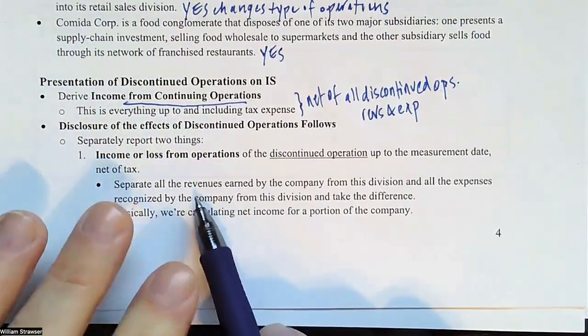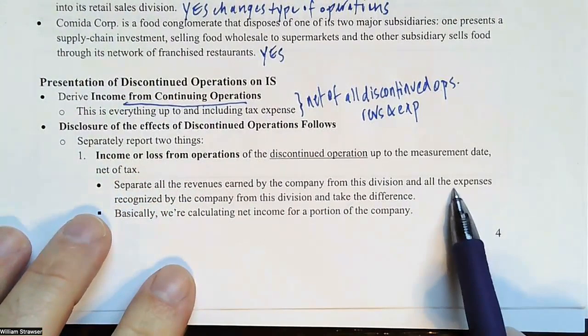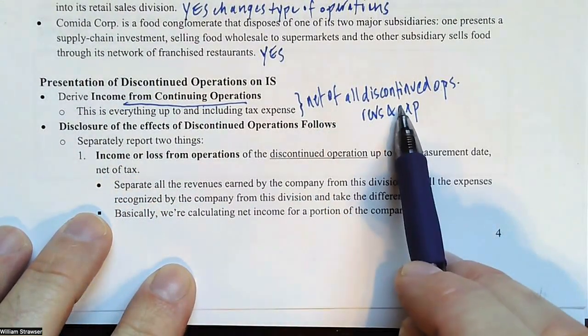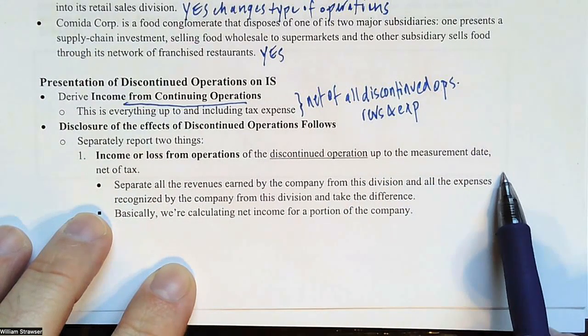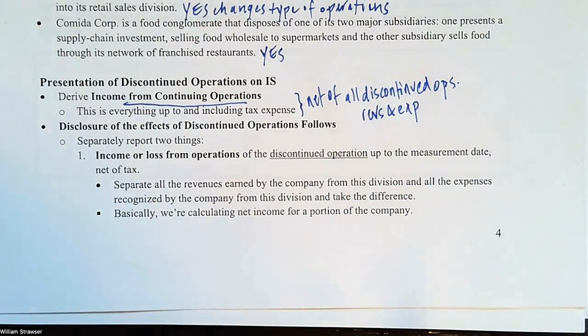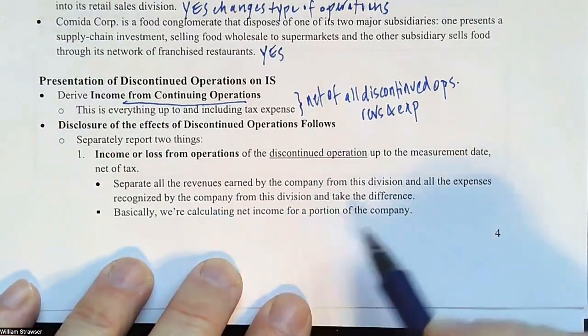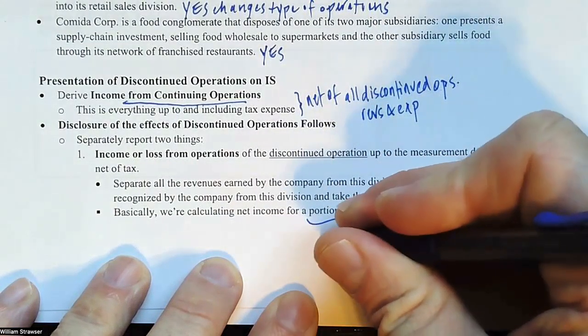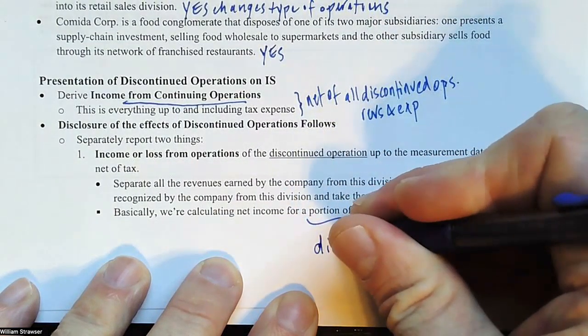So that is, again, just the discontinued division. We netted that out of the top. We took it to its separate income statement and then derived what that came to. What is the net income of just the discontinued operations? So we're calculating that income for the portion of the company, and that portion is the discontinued portion of the company.